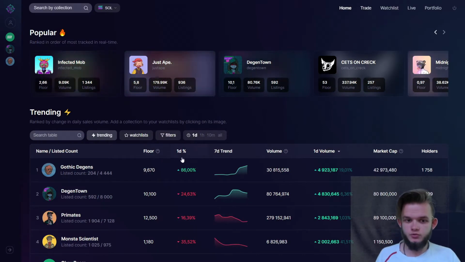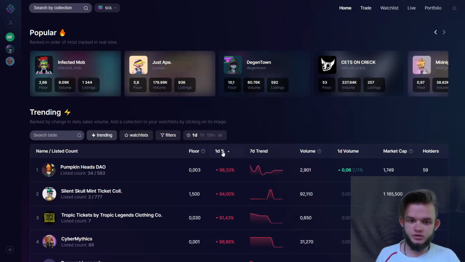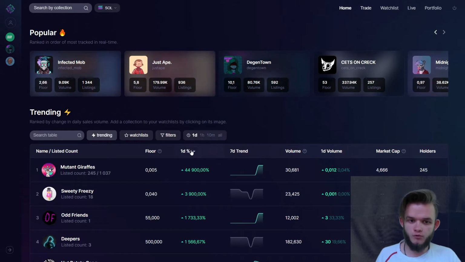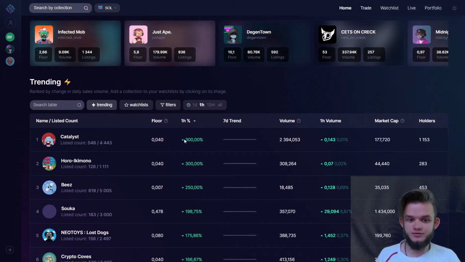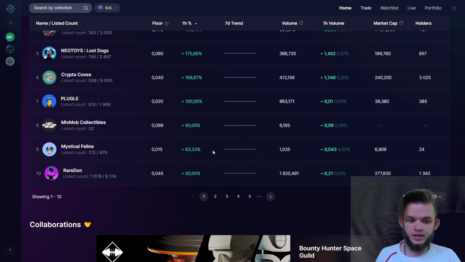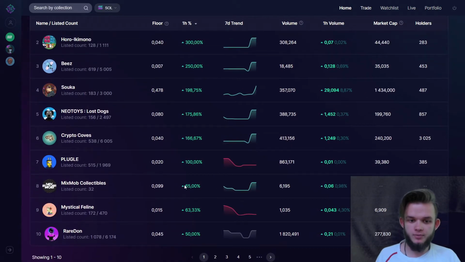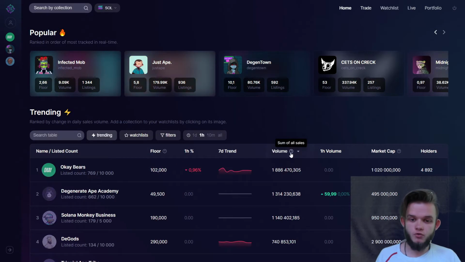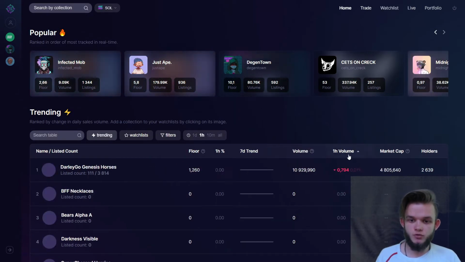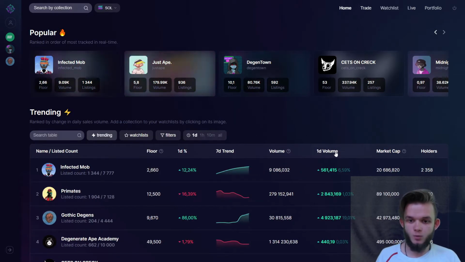Let's go, guys. The first and most simple case of usage is just clicking these filters. This is the change of the floor for the past day. You can choose any time frame in here, so we can look at the past hour. For example, we can say Catalyst grew up 300%, or Fixed Mob grew 65%. So we can use these time frames to see what the growth was, to see what the volume was. This is for all time, I believe. Yeah, this is all time. This is for 1 hour volume. If we click in here, we can see 1 day volume.